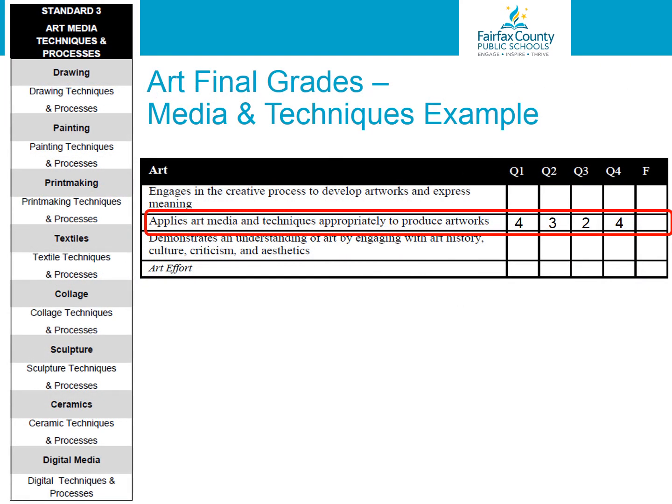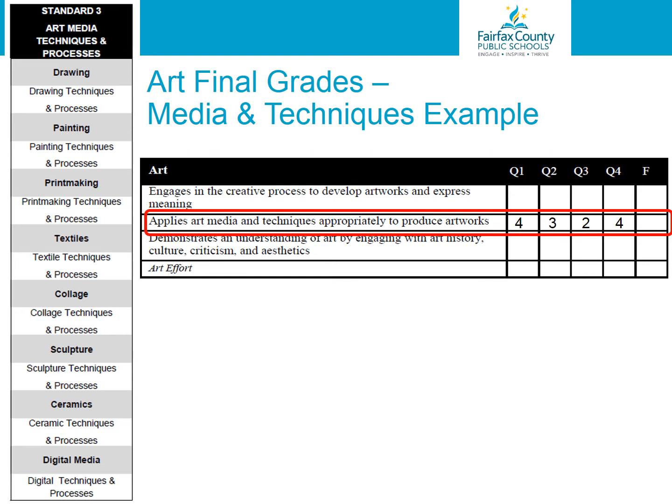In this example, a 5th grade student scores a 4 for quarter 1, a 3 in quarter 2, a 2 in quarter 3, and a 4 in quarter 4 in the Media and Techniques standard. Because a wide variety of media skills and techniques are taught throughout the year, these marks should not be looked at as a trend. Rather, the teacher should take a holistic view of the student's performance.